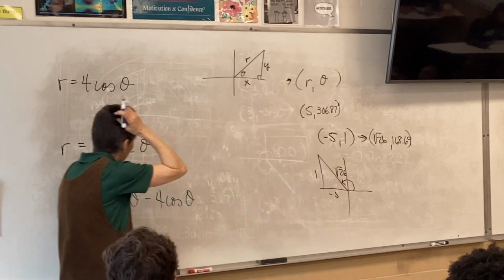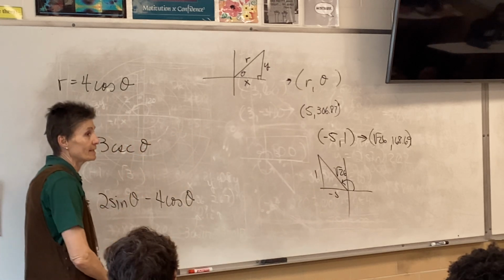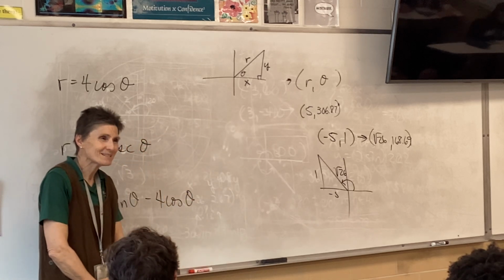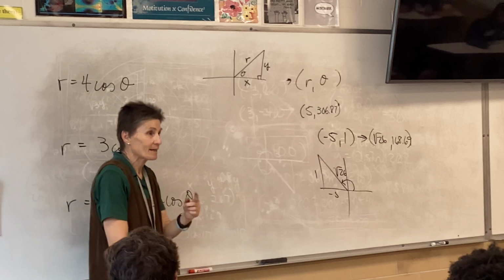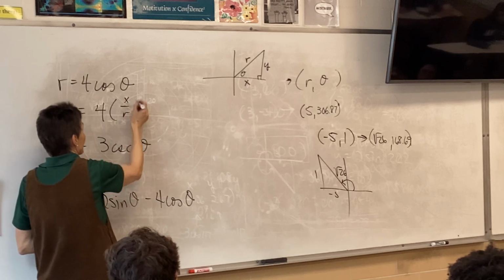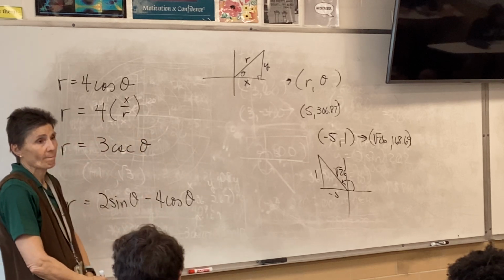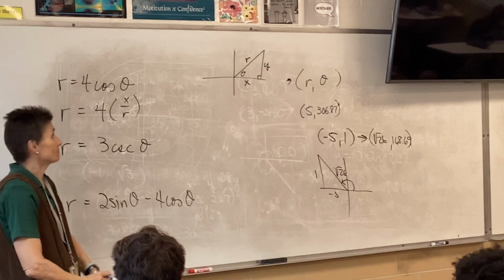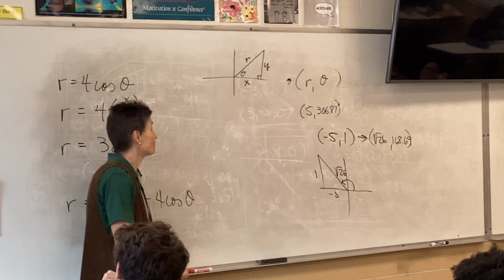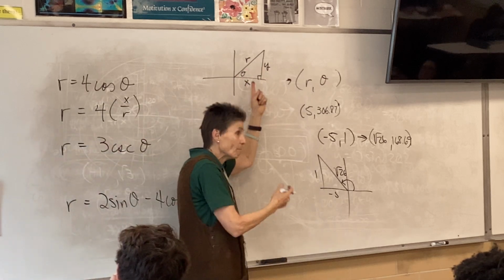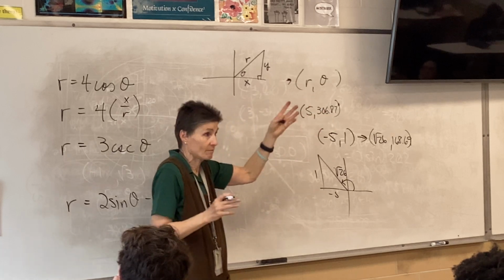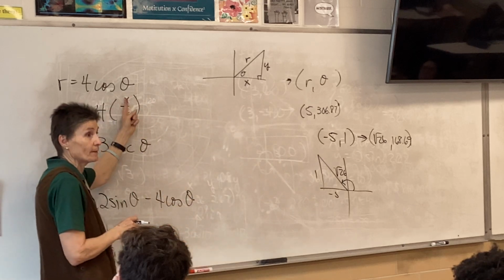Okay, so tell me about cosine theta. You can either use the picture or you can remember what you memorized. What's the cosine of theta? X over R. So R equals 4 times X over R. Every trig function, whether it's cosine, cosecant, sine, every trig function can be expressed as something from the triangle, right? Opposite over adjacent, hypotenuse over opposite, whatever. You can always replace your function.